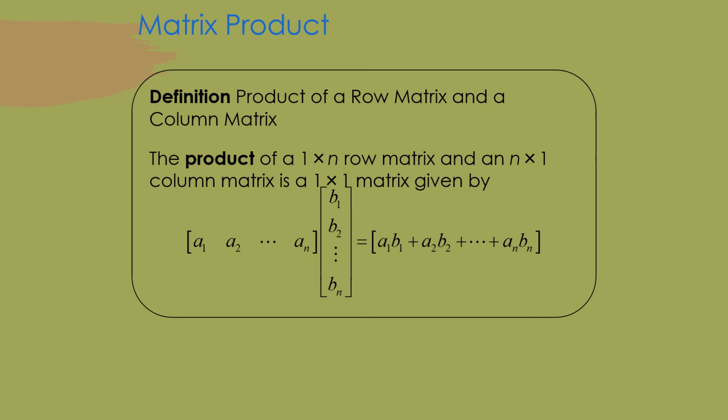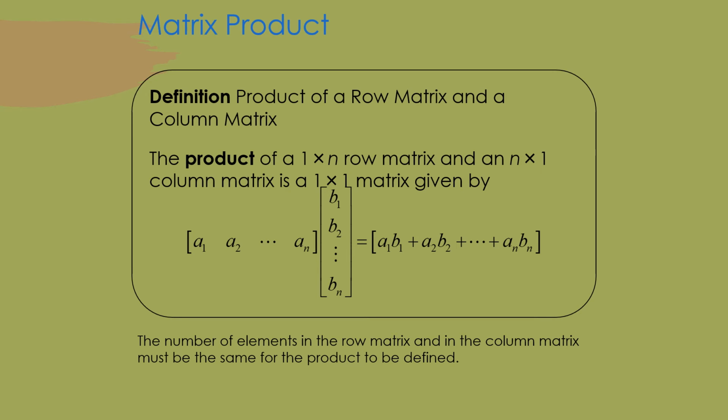So that is shown here. The corresponding elements A1B1 plus A2B2 plus etc., up to AnBn are added. The number of elements in the row matrix and the number of rows in the column matrix must be the same for the product to exist.